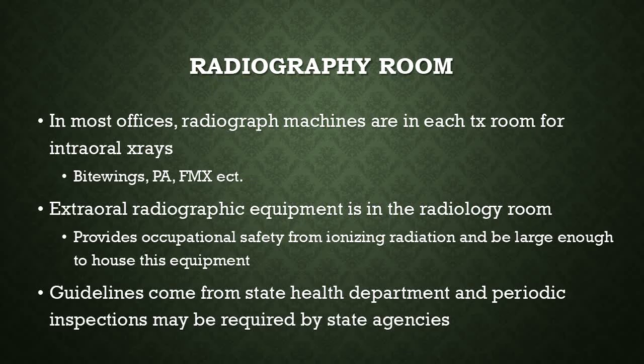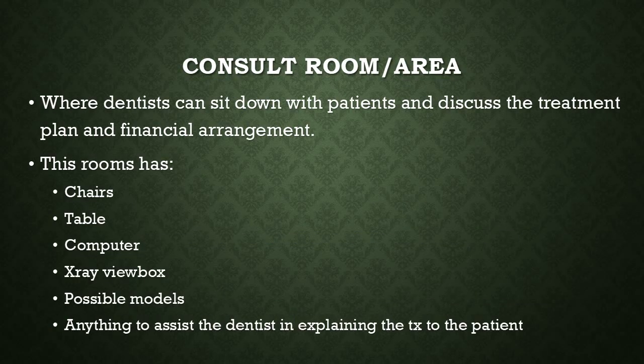Radiography room. In most offices, radiograph machines are in the treatment room for intraoral X-rays: bitewings, PA, FMX, etc. Extraoral radiographic equipment is in the radiography room, which provides occupational safety from ionizing radiation and must be large enough to house this equipment. Guidelines come from the State Health Department and periodic inspection may be required by the state agency.